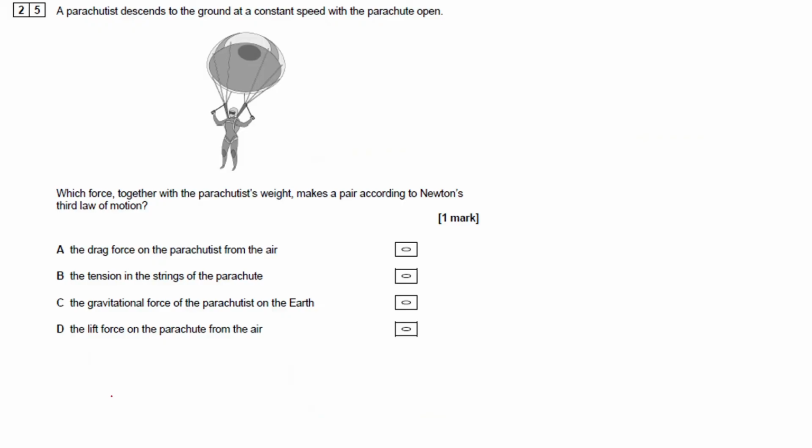Question 25 is about a diver, a parachutist coming down, falling at constant speed. That's what it says in the question. And therefore, if we had to think about the forces acting on this diver as they're falling, we have to consider that each force has a Newton's third law pair. So let's talk about each of the forces acting on this diver. So the force acting downwards on the diver is the weight, so it's the force on diver due to Earth.